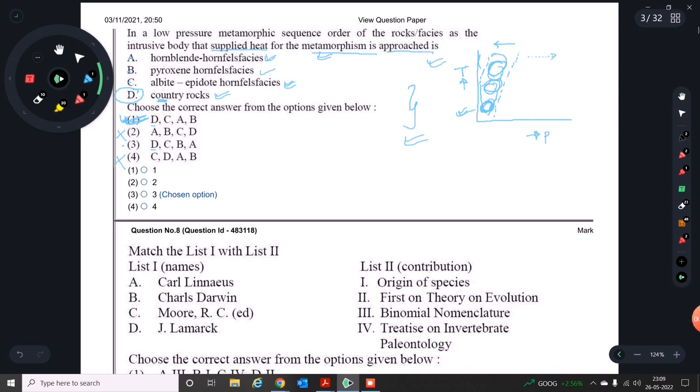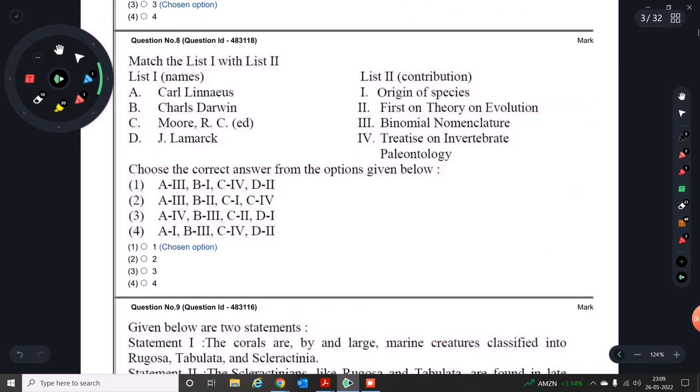It's just that it seems a bit complex, but it is directly based on the pressure temperature curve for metamorphic species. It's talking about low pressure, so we will go in this zone like this, not like this or not like this. Otherwise, this is medium pressure and this is high pressure. But here in the question it is strictly mentioned as low pressure metamorphic. So we'll go this route. Alright.